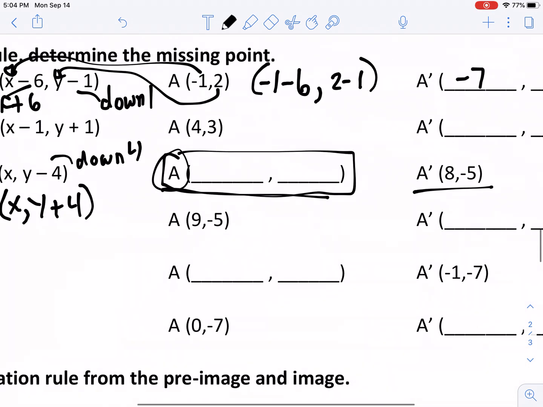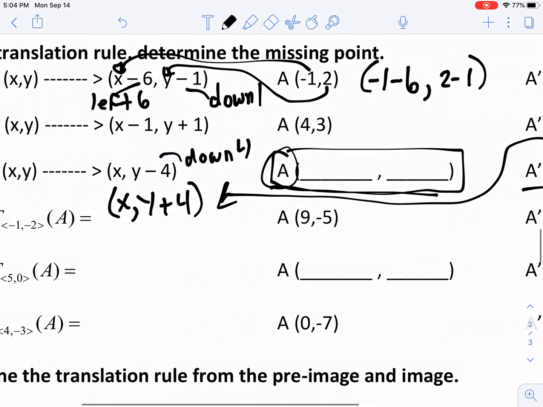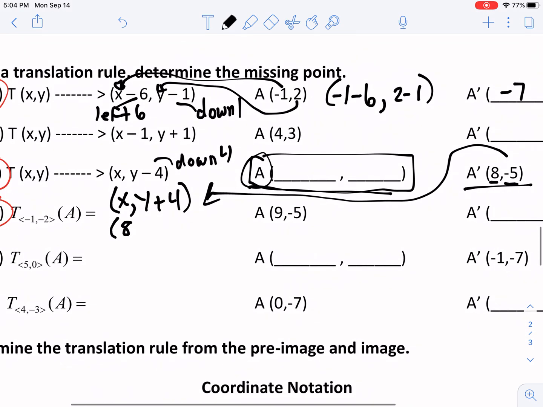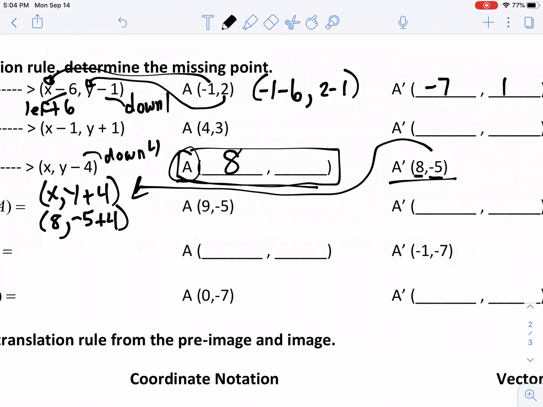Now I can plug in this point, and we're going to go backwards. So we're going to plug in our 8 for x, and our negative 5 for y. When I plug that in, we would get 8 for x, and then when we plug in negative 5 for y, let's see what we get. 8 stays the same. That isn't going to change. So in our pre-image, we'd still have 8, but what's a negative 5 plus 4?